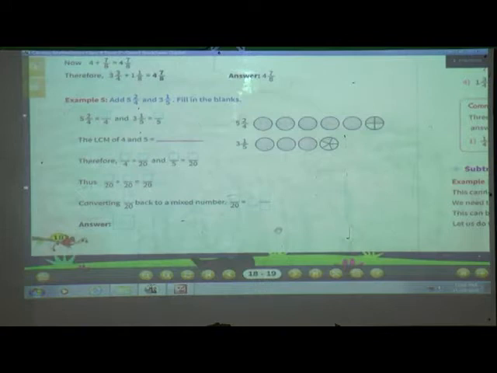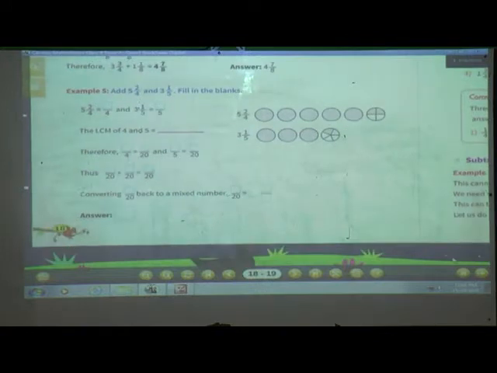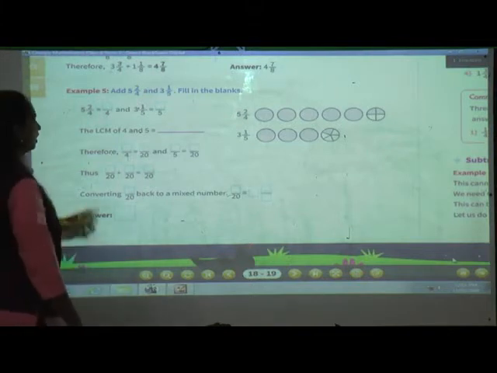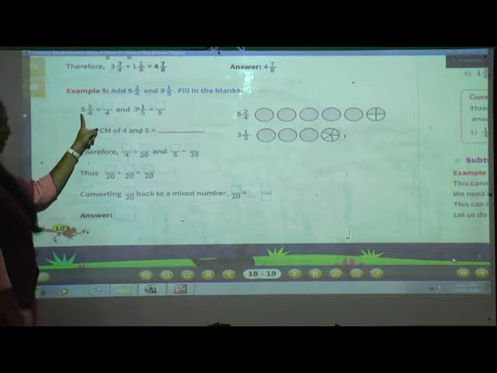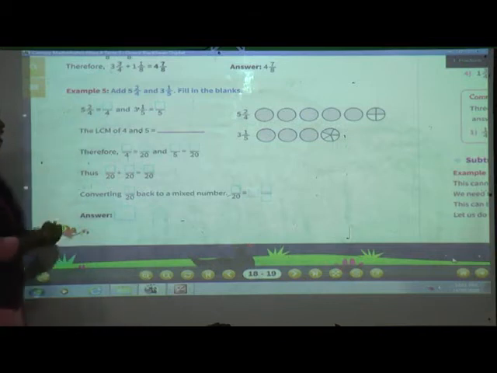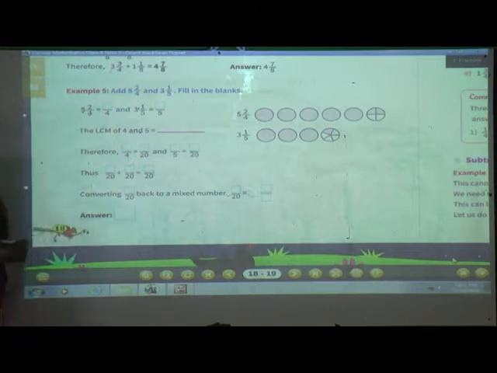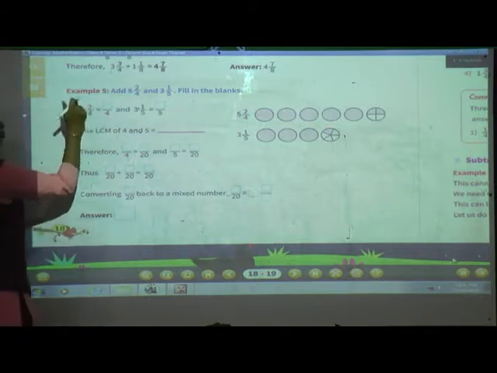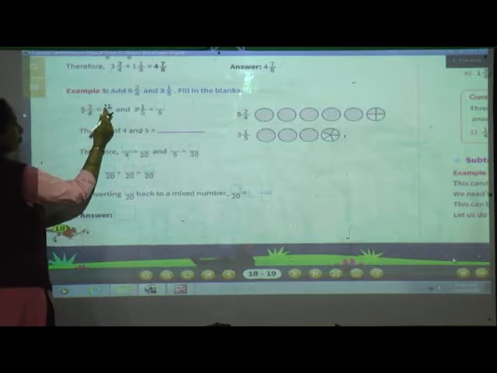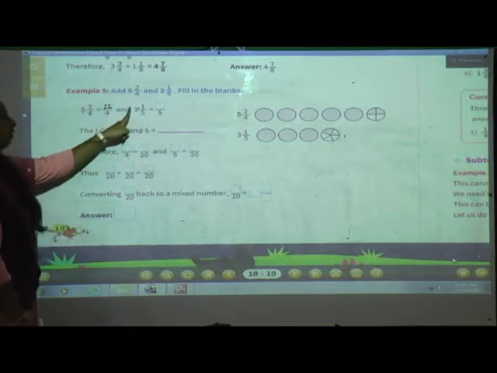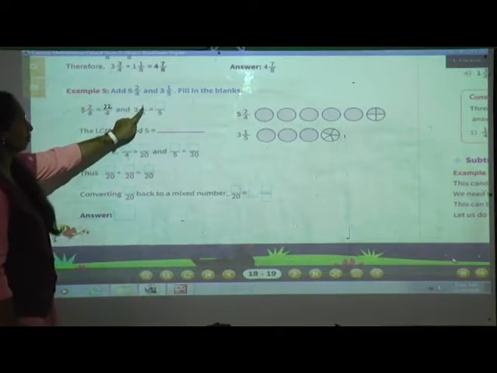Now they had given fill in the blanks. Add mixed fractions they had given. Add 5 2 upon 4 and 3 1 upon 5. Now 5 is whole, 2 upon 4. How do we do it? 5 multiplied by 4. 5 4s are 20. 20 plus 2 is 22. 22 upon 4.